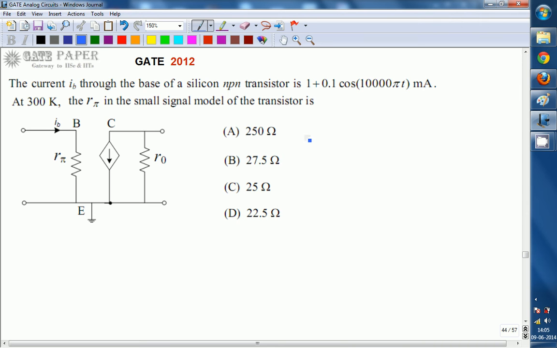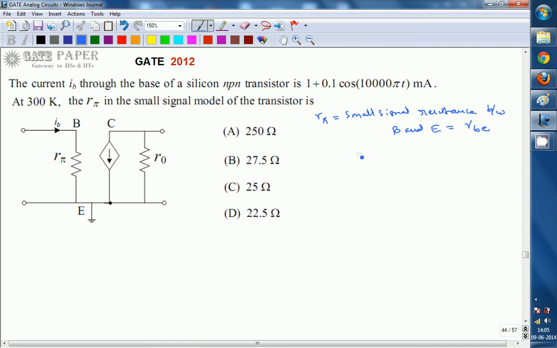R pi is nothing but the base to emitter resistance in the small signal model. So R pi is equal to the small signal resistance between base and emitter. It is also treated as RBE. R pi is also called RBE.